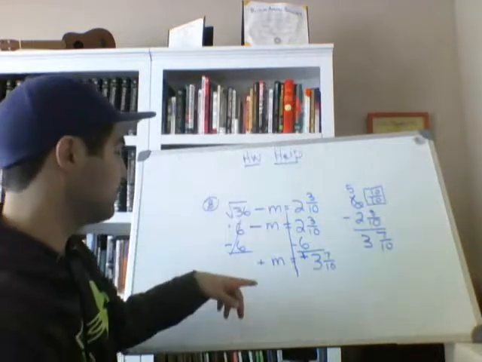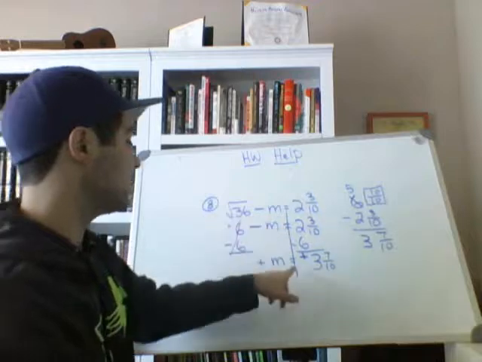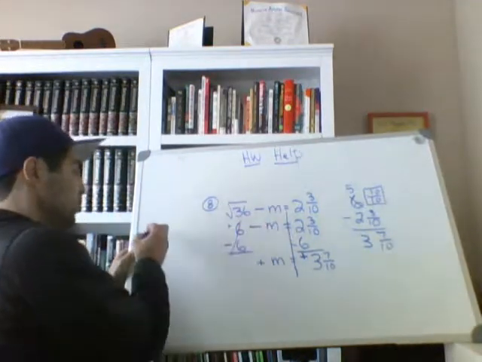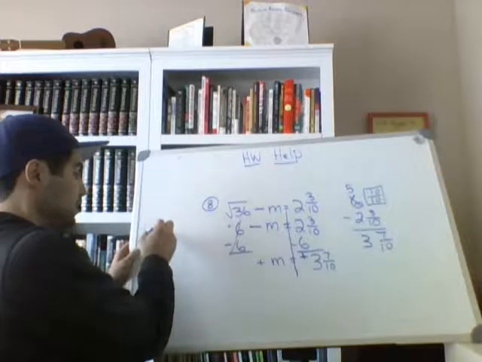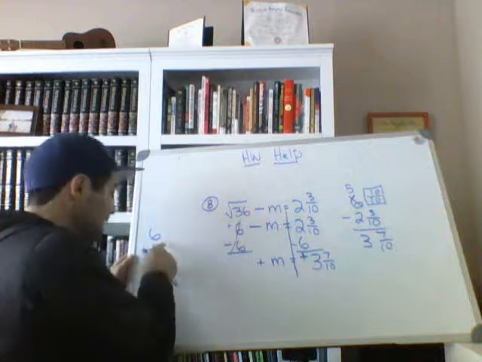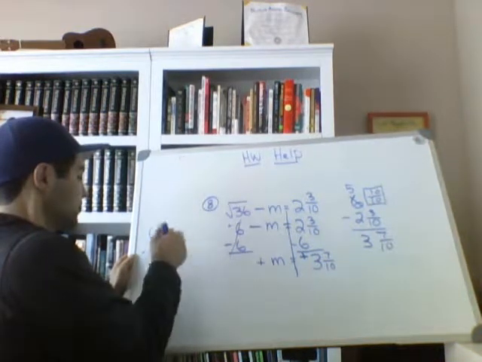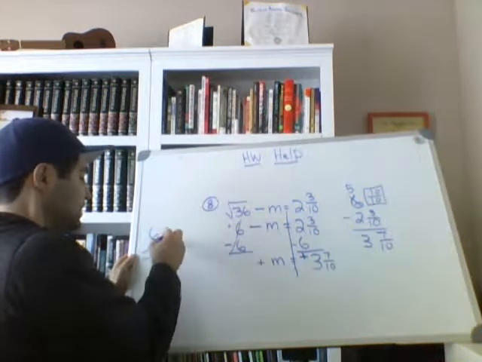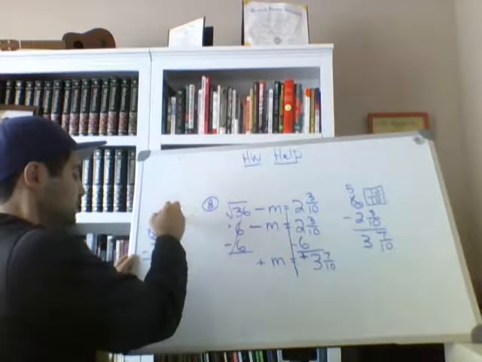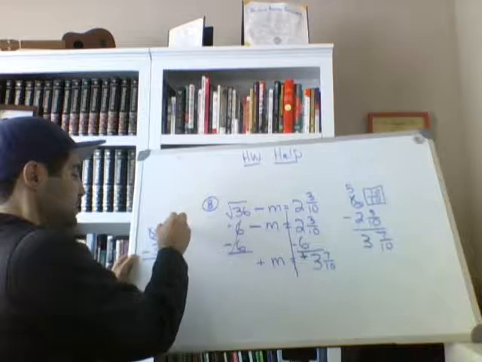If you want to check it, all you have to do is take 3 7/10 and sub it in for m. So what is 6 minus m, which I can sub in for 3 7/10. Borrow it. So that'll be 10/10.